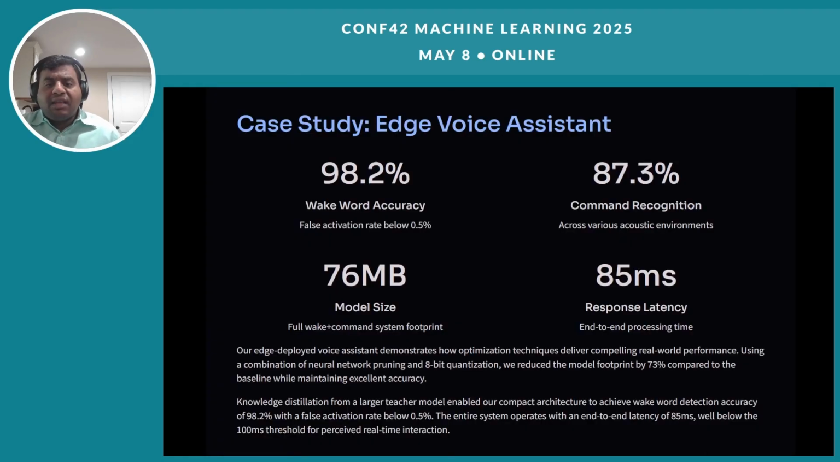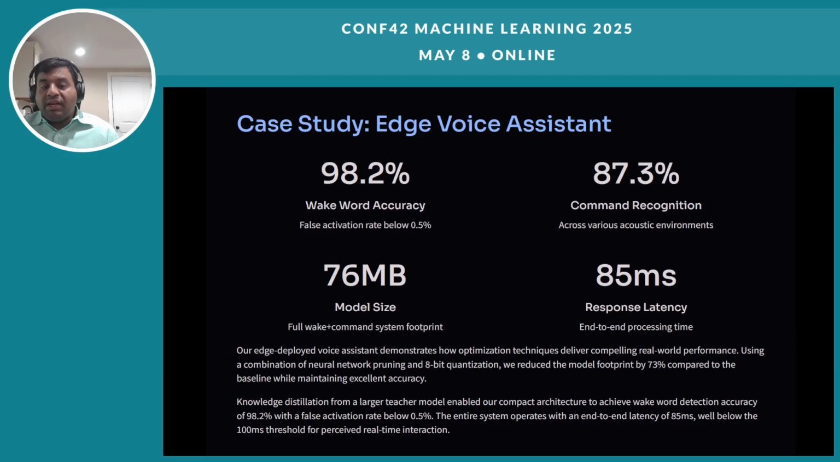Let's look at a practical example, an edge voice assistant. Using a combination of the techniques, likely neural network pruning and 8-bit quantization, a baseline model was optimized. The results? The optimized model achieved 98.2% wake word accuracy with a very low false activation rate under 0.5%. It managed 87.3% command recognition accuracy across different noisy environments.